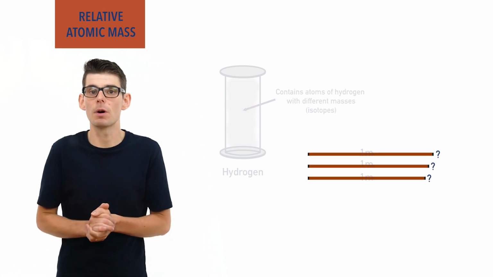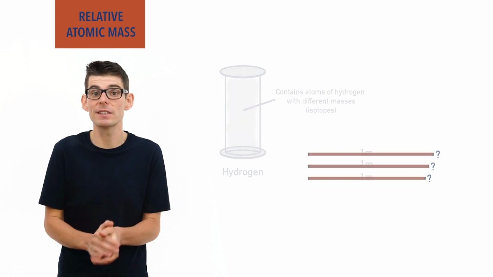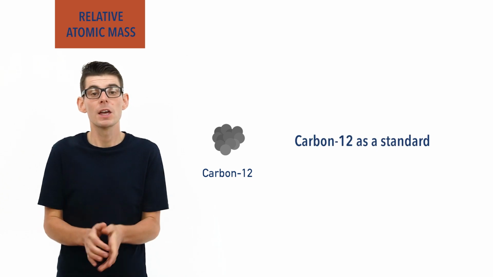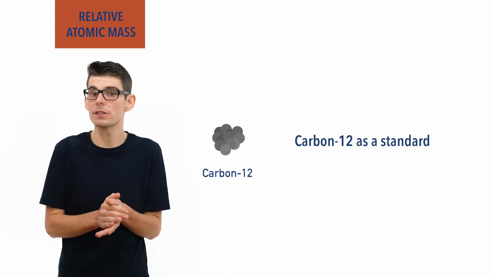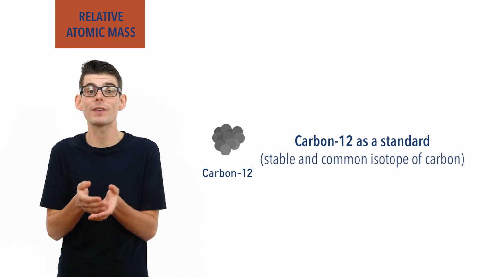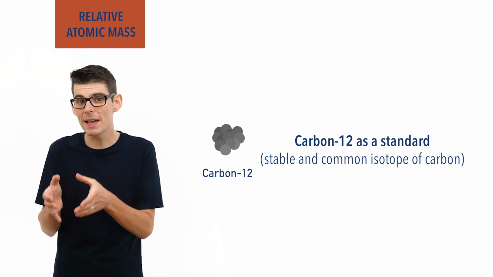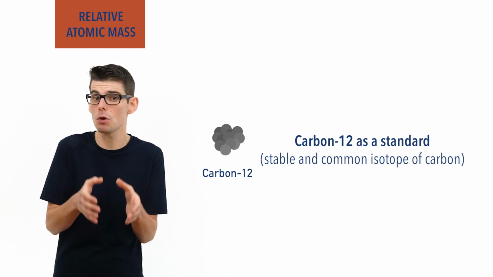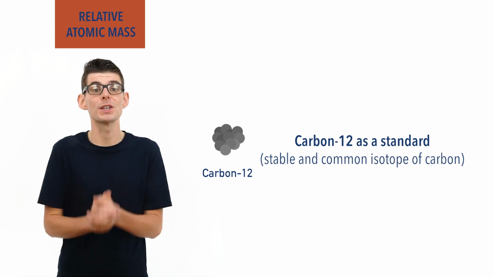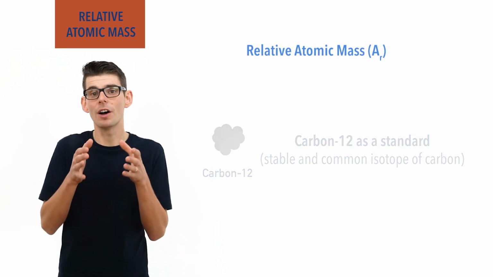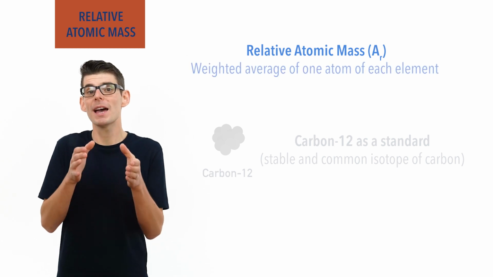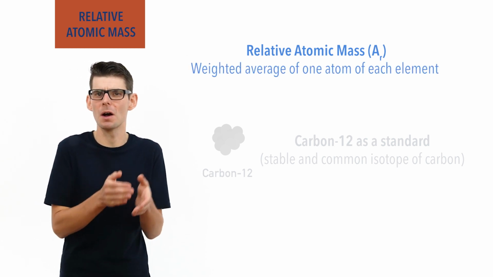To get around this problem, it was decided in the 1960s that carbon-12 should be used as the standard for relative atomic mass. Carbon-12 is a naturally occurring isotope of carbon that is very stable and common, making it easy to get hold of and store. This now meant that you could be much more certain about the purity of the sample you're using for relative atomic mass comparisons. As a result, relative atomic masses of elements are now described as the weighted average of one atom of each element compared to 1/12 the mass of an atom of carbon-12.